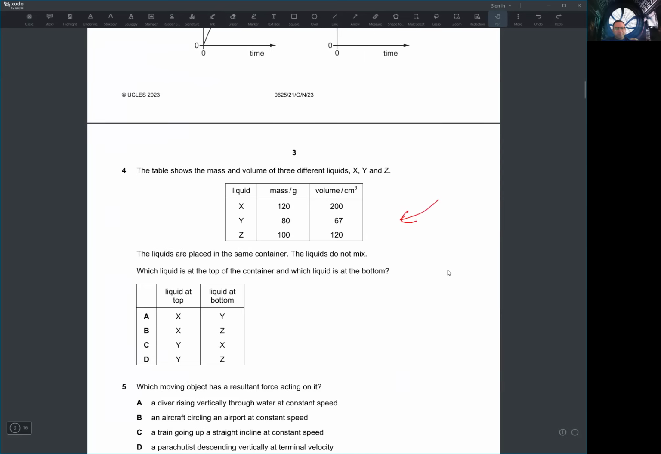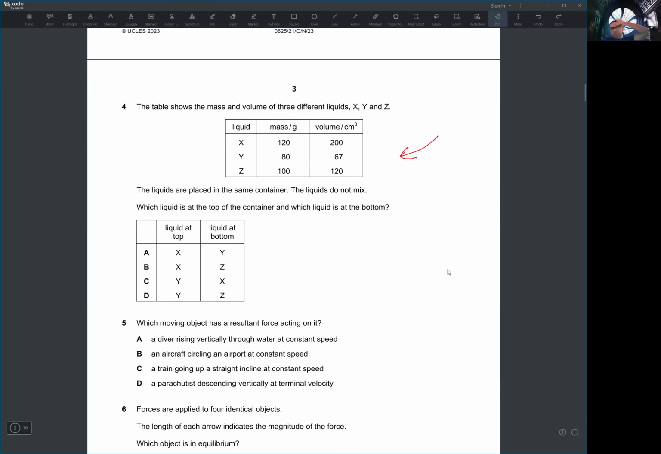4. The table shows the mass and volume of three different liquids, X, Y, and Z. The liquids are placed in the same container. The liquids do not mix. Which liquid is at the top? Which liquid is at the bottom? So I have to calculate the densities so I can arrange them. Density is mass over volume. I work out each one. 120 divided by 200, that's 0.6. 80 divided by 67, this is 1.2. 100 divided by 120, this is 0.83, so 0.8.